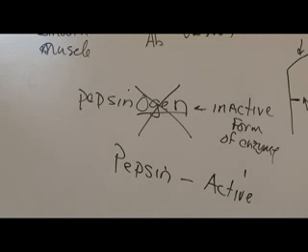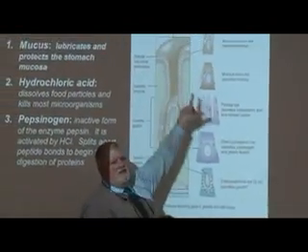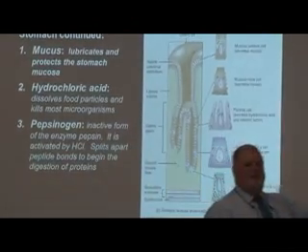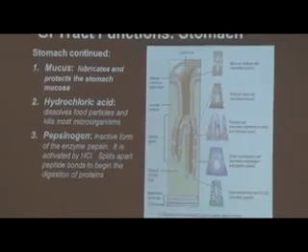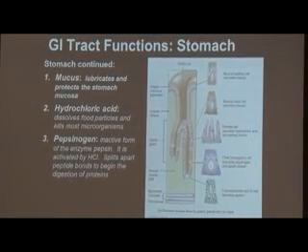What activates pepsinogen is hydrochloric acid. So we can produce this digestive enzyme, which would digest all these cells, in an inactive form, but it has to travel up out of the pit into the lumen before it gets activated by the hydrochloric acid. And it prevents us from digesting the wall of our stomach.